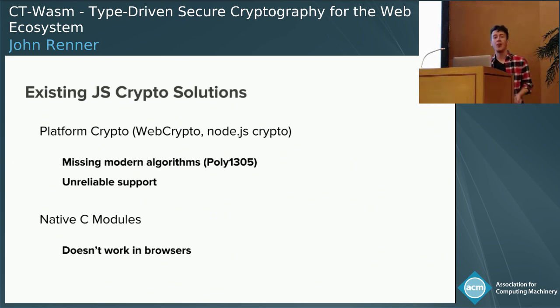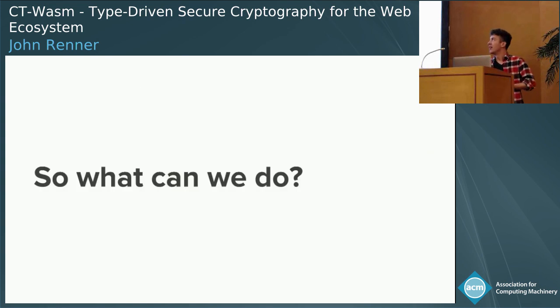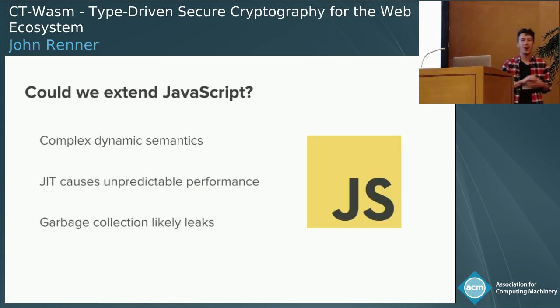So if we want to solve this problem, we have to provide them with a solution that meets their needs of portable cryptography. So we could extend JavaScript. We could say, OK, let's carve out a section of JavaScript and find a way to make it safe for constant time. But there's a lot going on in this language that makes this difficult. It has complex dynamic semantics. The JIT is going to cause all sorts of crazy deopts and optimizations to happen. And the garbage collection likely leaks.